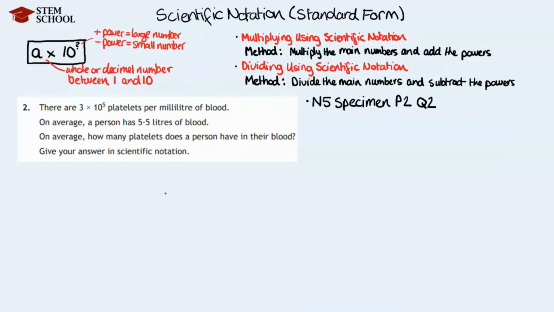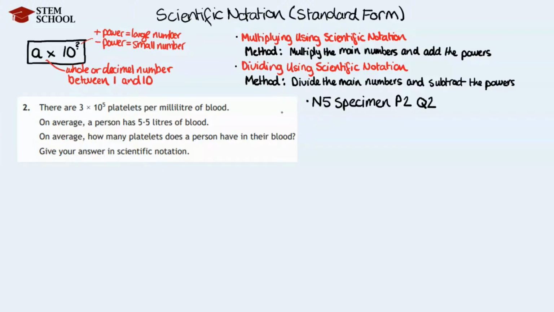And finally, we've got another very common question for Scottish National 5. The question states that there are 3 times 10 to the power of 5 platelets per milliliter of blood, and on average a person has 5.5 litres of blood. On average, how many platelets does a person have in the blood? And you have to give your answer in scientific notation.